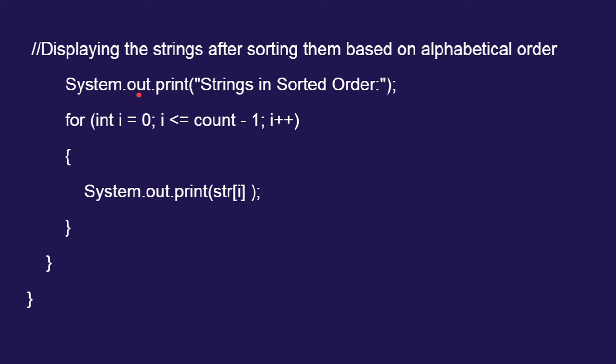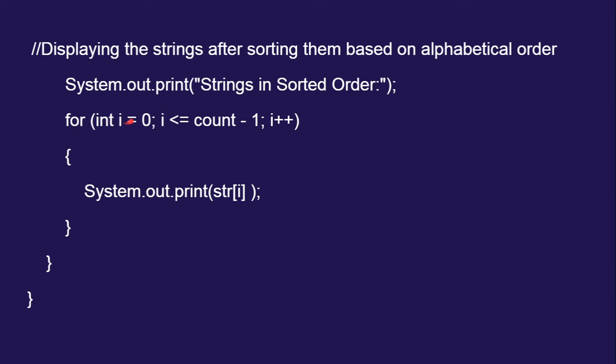So how to display it? First, the message System.out.print strings in sorted order, that means strings in ascending order. This is only the heading. Now we have to print the values. So how to print? Again, a for loop is used. Whenever we need to do some repetitive task, we use a loop. Here we are using the for loop.